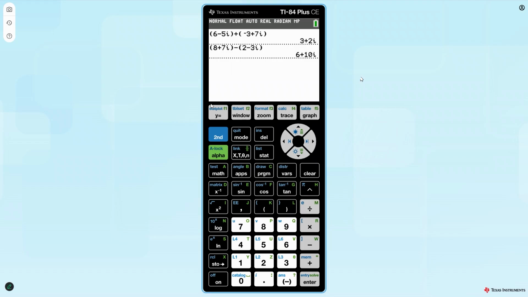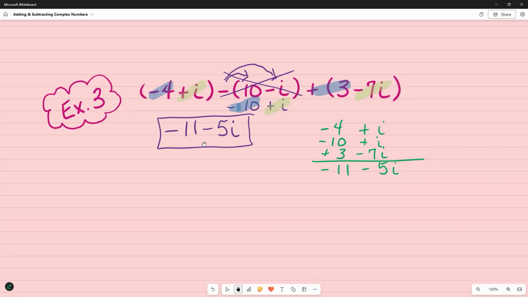I am going to type in parentheses, -4 plus I. Your I is by your decimal, so you have to press second and then the decimal. Parentheses, you always want to use your parentheses. Minus is over in the operation, so it's gray. So minus and then parentheses again, 10 minus I plus parentheses 3 minus 7i. We said the answer was -11 minus 5i, and that is what the calculator says as well.